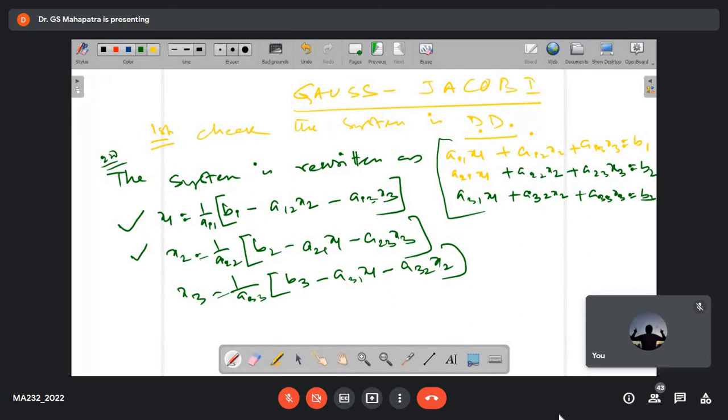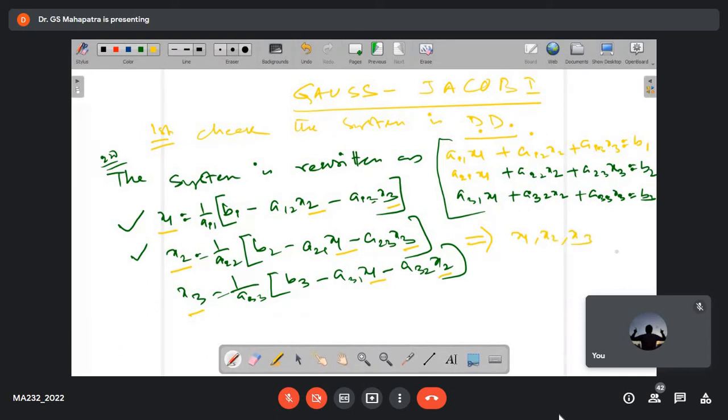Now, since we know that this is an iterative process, first you need the input. To find x1 you need these 2 inputs. To find x2 you need these 2 inputs. That means x2 x3, x1 x3, x1 x2 all are known, that means they should be given. So x1, x2 and x3, all 3 are required.